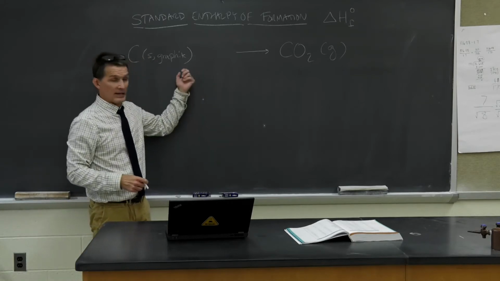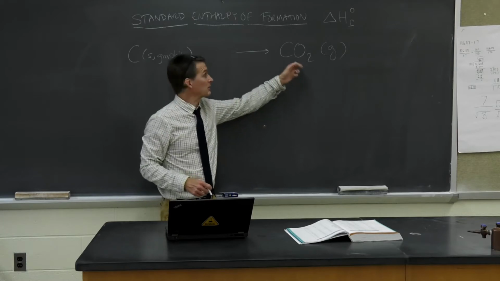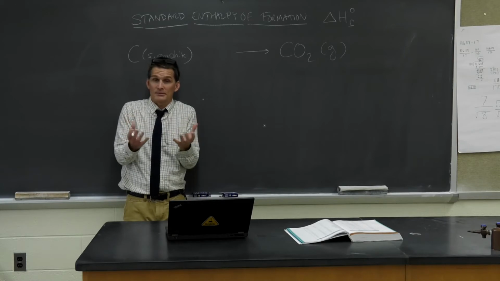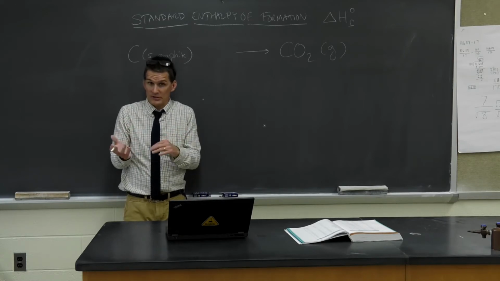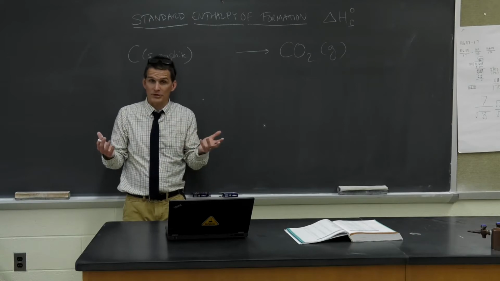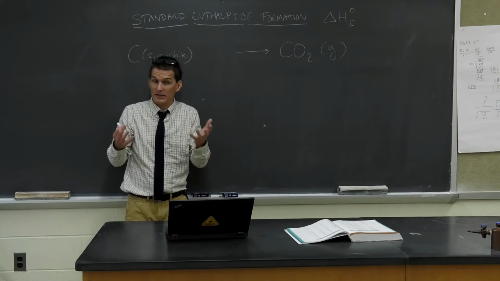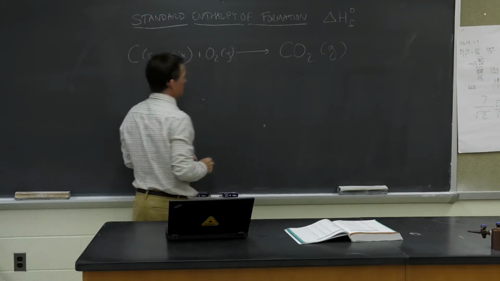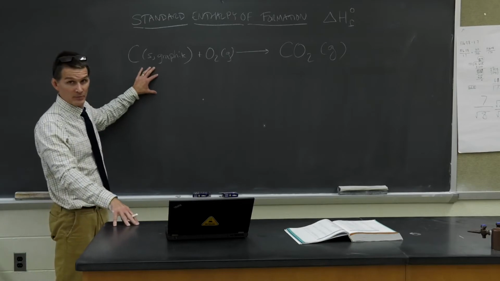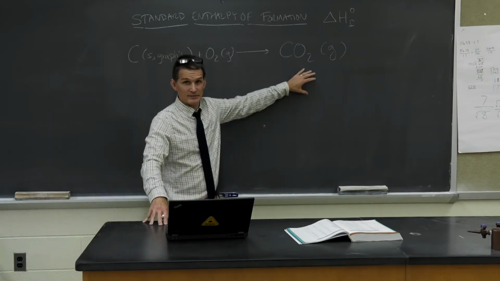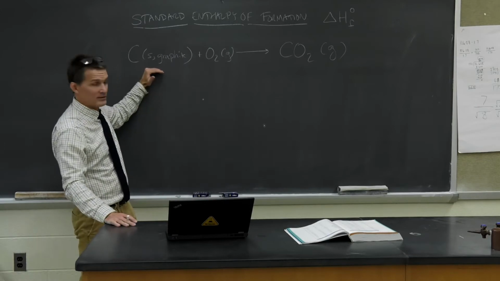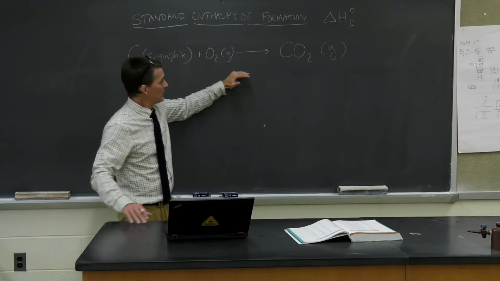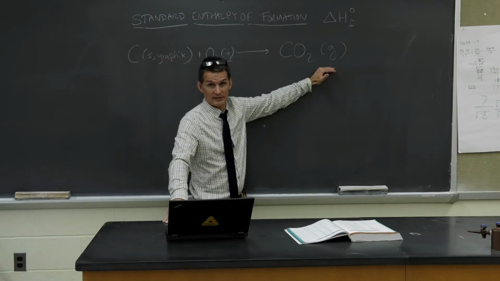What do you suppose this is going to react with to give us CO2 if we're writing the standard enthalpy of formation? We need oxygen in its standard state. How does oxygen normally exist at room temperature and room pressure? Well, O2 gas. It's a diatomic molecule. So we would write this plus O2 gas. And what's really nice about writing the standard enthalpy of formation for carbon dioxide gas is it's already balanced, right? We've got one carbon, and we've got two oxygens going to carbon dioxide gas.